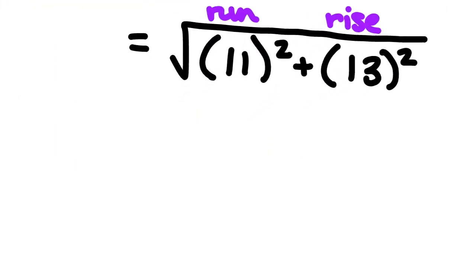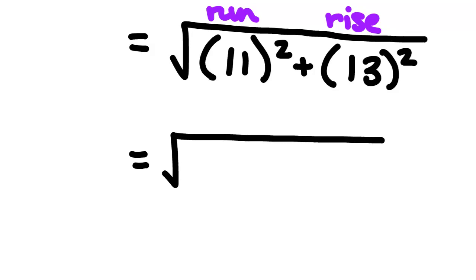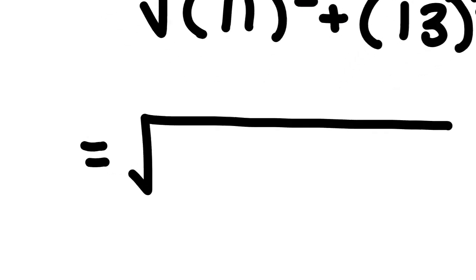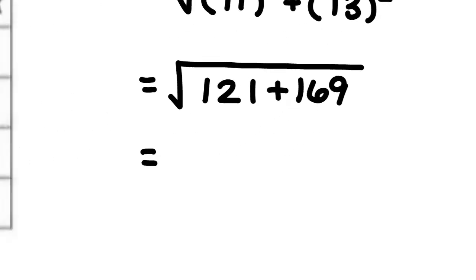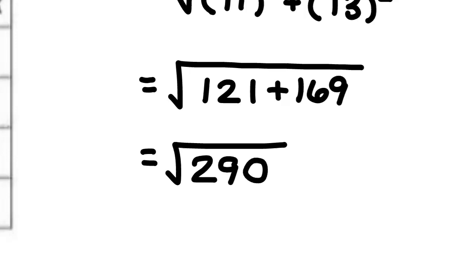Let's square both of those. Grab your calculators if you need to. What is 11 squared? 121. Plus, what is 13 squared? 169. And what do I get if I add those two together? 290. Take the square root of that in your calculator.